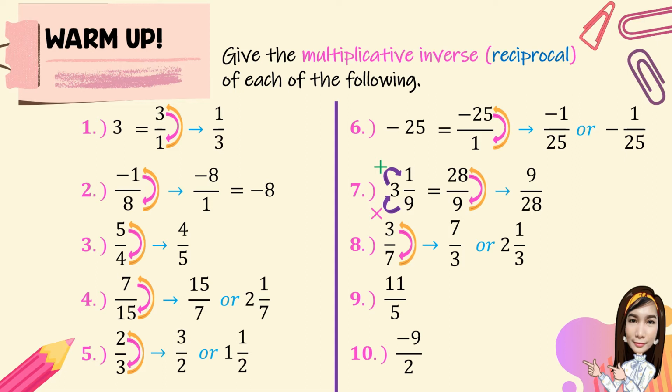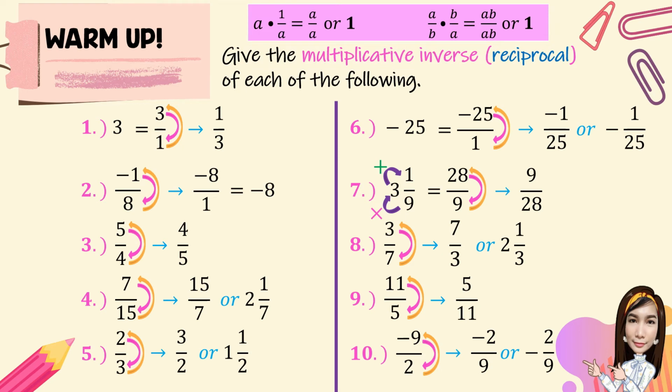For number 9, we have 11 over 5. So get the reciprocal, or the multiplicative inverse, which is 5 over 11. And for number 10, we have negative 9 over 2. So get the reciprocal, or the multiplicative inverse, which is equal to negative 2 over 9, or negative on the fraction bar. So take note, a times 1 over a, where a whole number is considered a numerator, so we have a over a, and a divided by a is equal to 1. A over b times b over a is equal to ab over ab, and ab divided by ab is equal to 1.